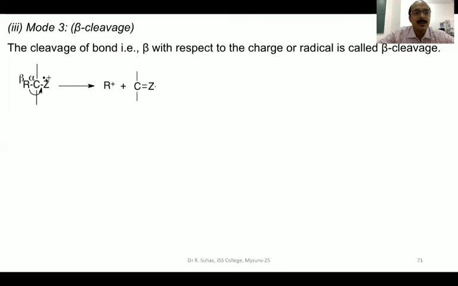Take an example. Here Z can be anything. On this Z, we have got radical and charge. From this radical and charge, we have to start counting the beta. So this is the radical or charge containing element. This is alpha bond and this is beta bond. So here the beta bond should be cleaved. These electrons will get transferred to here. So R becomes R plus and CZ becomes C double bond Z, and the radical is retained by this Z. So this is called beta cleavage.